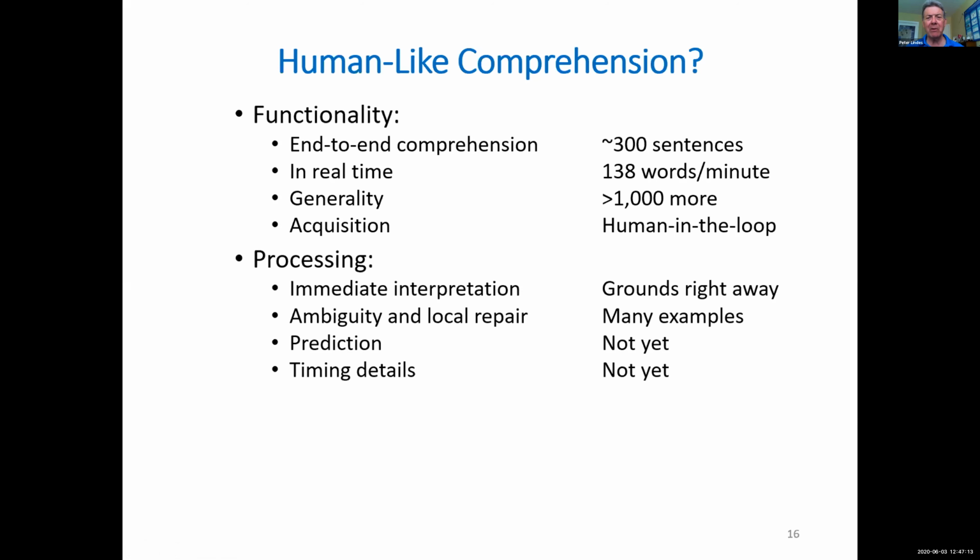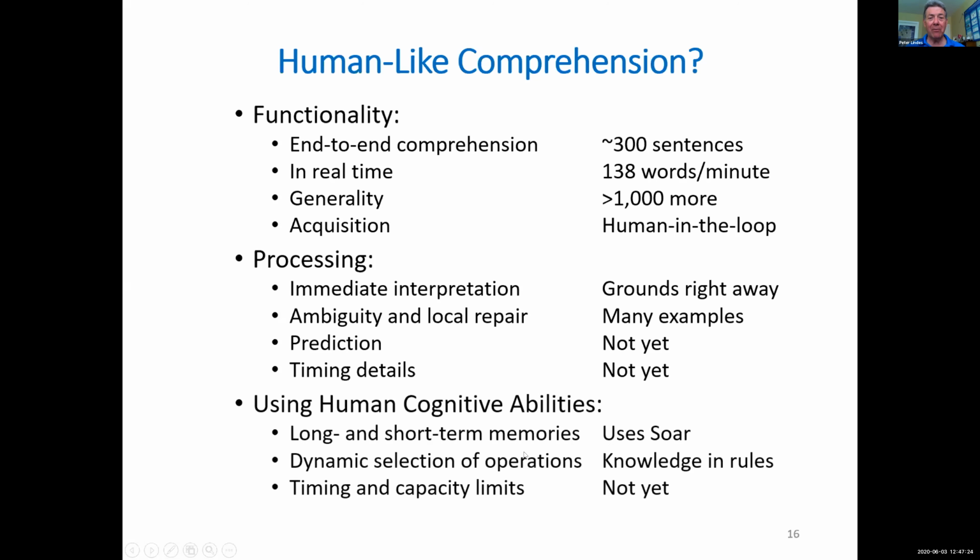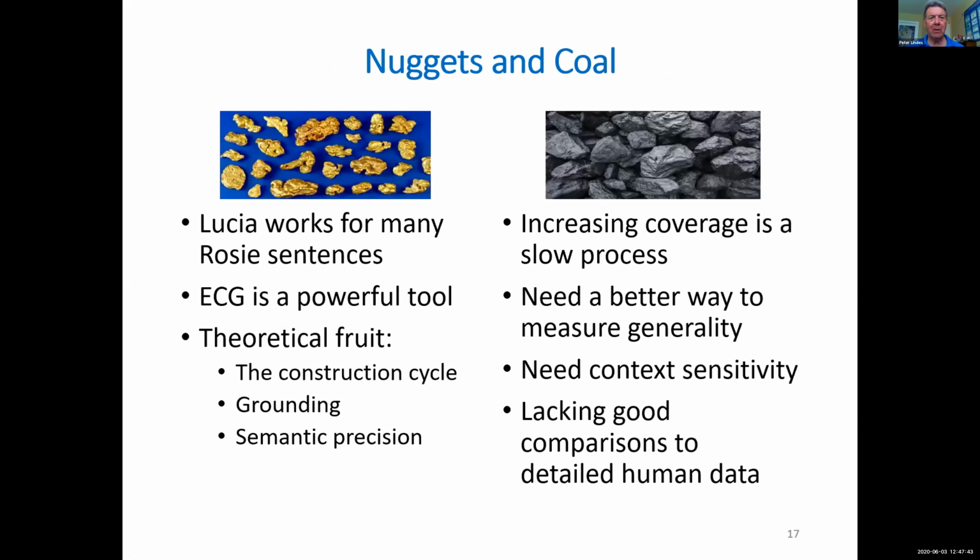It does ground things right away, as we saw in some examples. I haven't talked about it in this talk, but we have many examples of how it resolves ambiguities and does local repair. We're not yet simulating the prediction and timing details. In terms of human cognitive abilities, it does use Soar. Right now, as I'm going to talk about in the next talk, all this linguistic knowledge is going into Soar's production memory. But that's something we're in the process of changing, and we're not yet simulating all these timing and capacity limits.